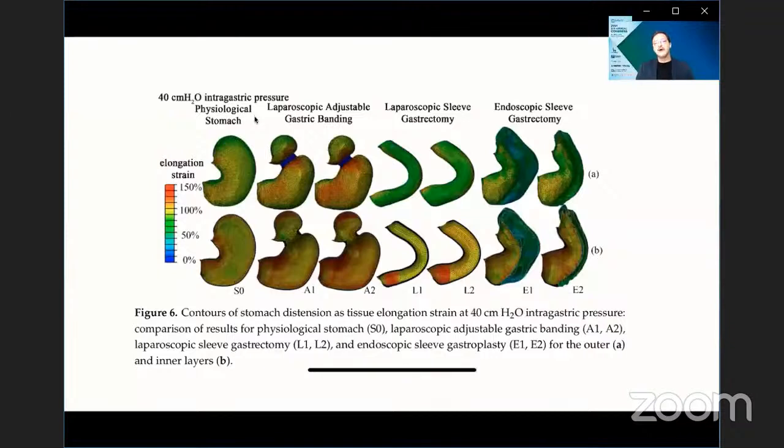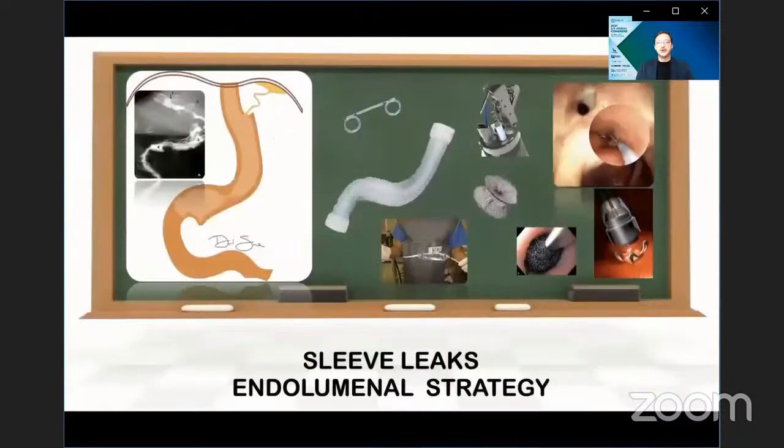So if we go and see here, the sleeve gastrectomy one comes from green, from yellow, and red. So there's a large increase of pressure. And if you compare with the model of endoscopic sleeve gastroplasty, it doesn't happen, and it doesn't happen also in the bands, gastric bands.